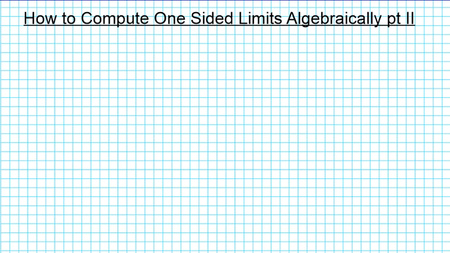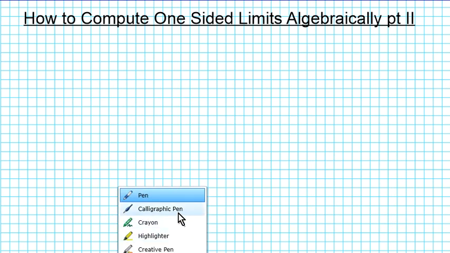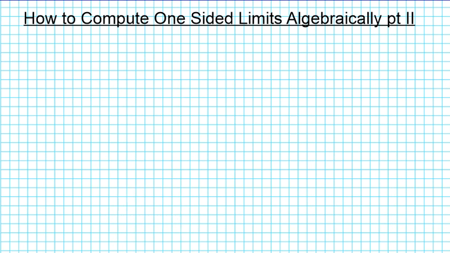So we're going to be going over how to compute one-sided limits algebraically. Now to get us started, we're going to do a real quick review on the different ways to express infinity and infinitesimals. Okay, so let's start with infinity. We have positive and negative infinity.